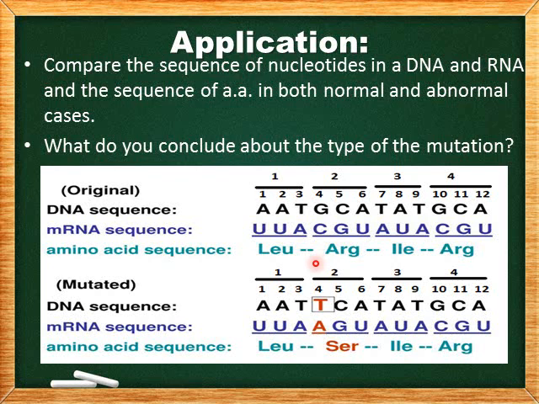What about the type of mutation that we can conclude here? Okay, for sure, it's a point mutation by substitution, and it is missense, since arginine is replaced by serine. Okay, I'm done here, and thank you very much.